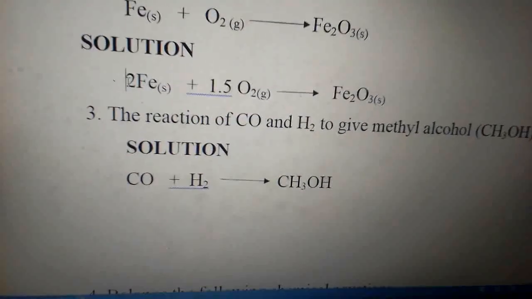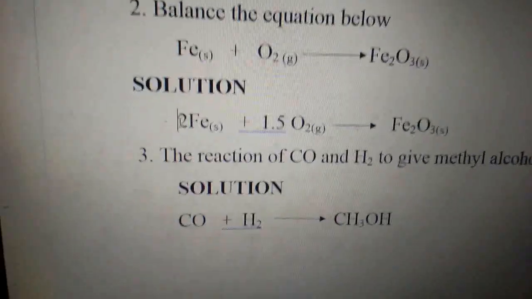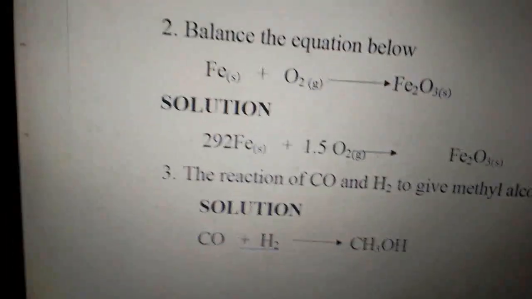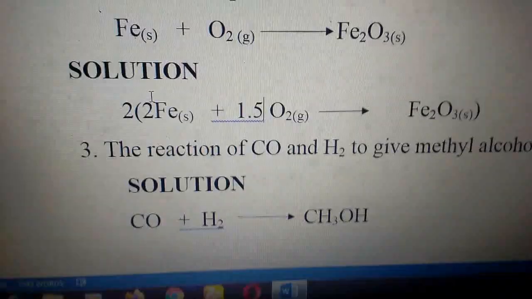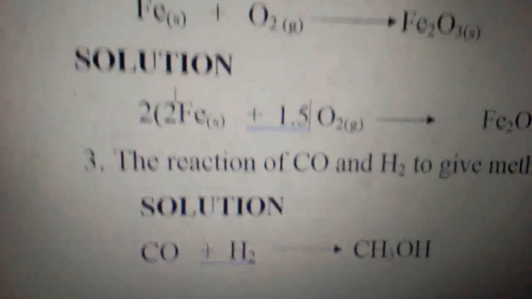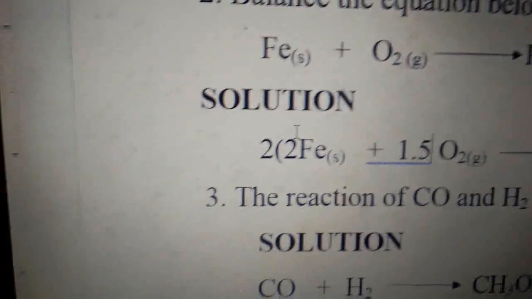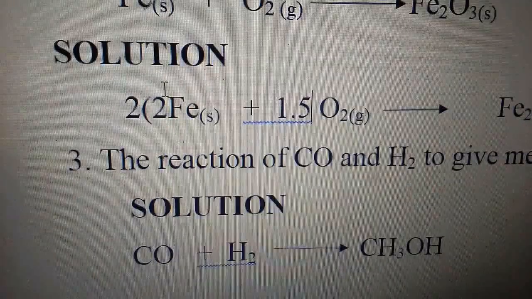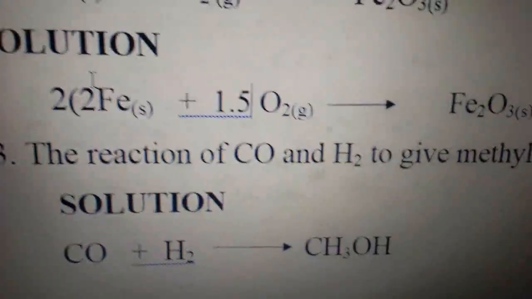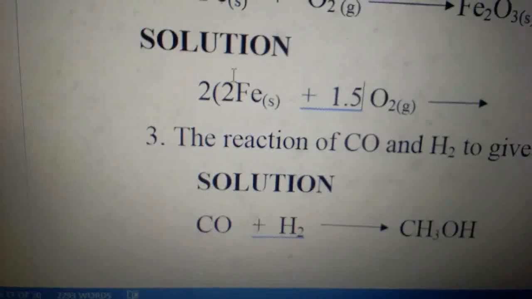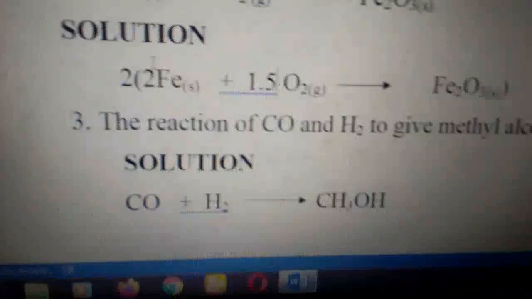Apply 2 to the 1.5. Look at what I mean. I'll use 2 to multiply everything, with a bracket there. So you multiply the whole equation by 2. You can see 2 outside the bracket. Multiply the stoichiometric ratios, 1.5 and 1 more, by 2 to convert that 1.5 to a whole number.